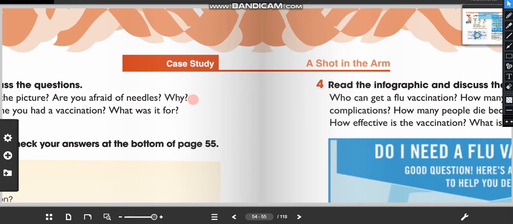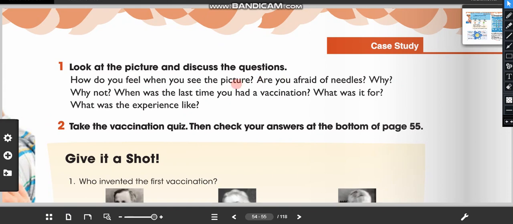We are going to start with page 54, case study: A Shot in the Arm. That's the title of what you have to write in your notebook.